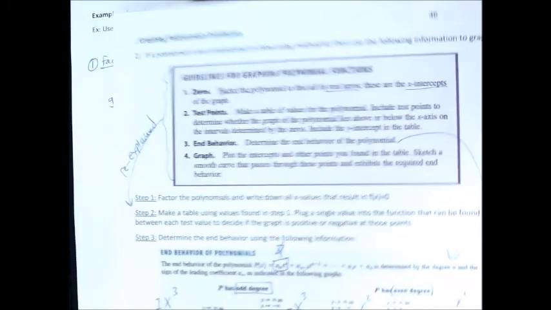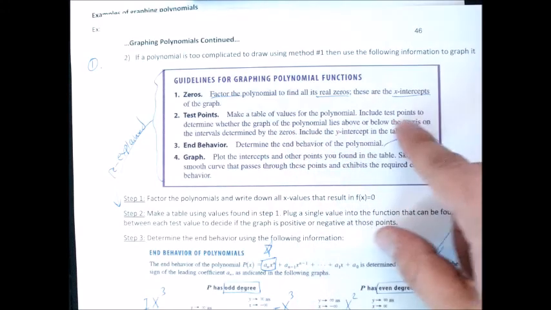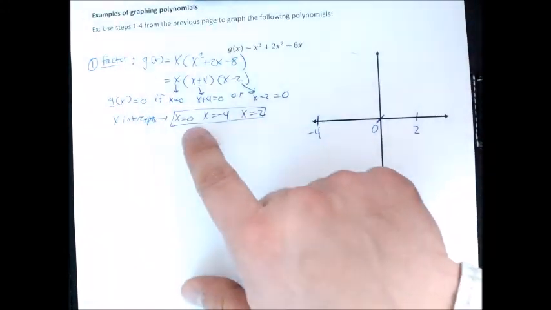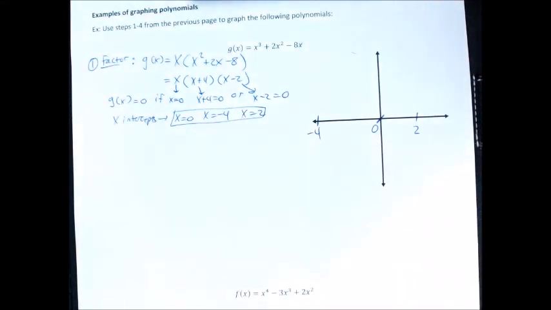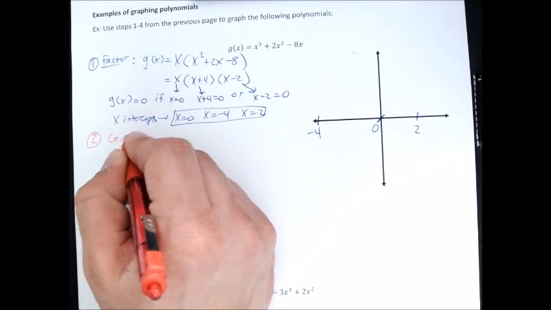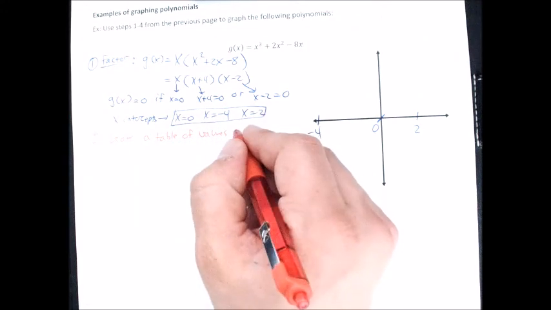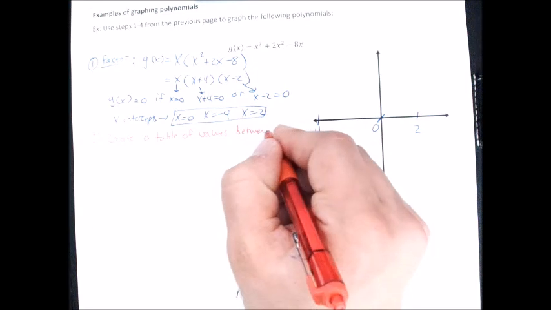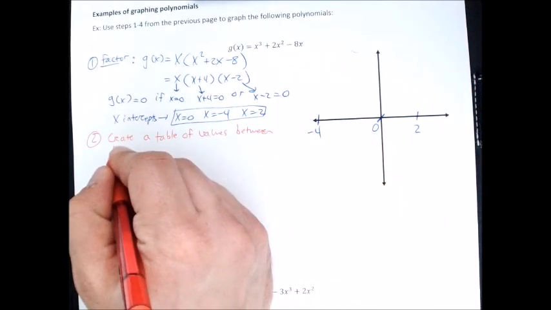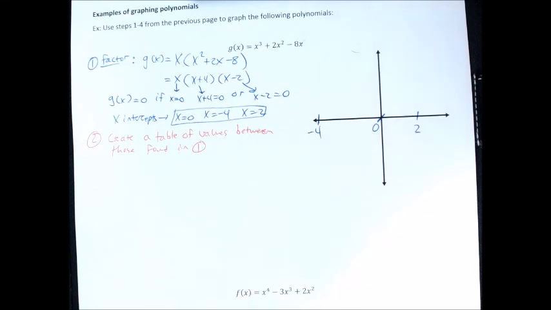So that's step 1. Step 2 says test some points. Let's make a table of values and test some points in between all the points that we just found. I'm probably going to ask you to try the next one, by the way, so I hope you're focusing on this one. It'll give you good practice on the next one. So number 2 says create a table of values that are between those found in 1. So I'm going to make a table here.